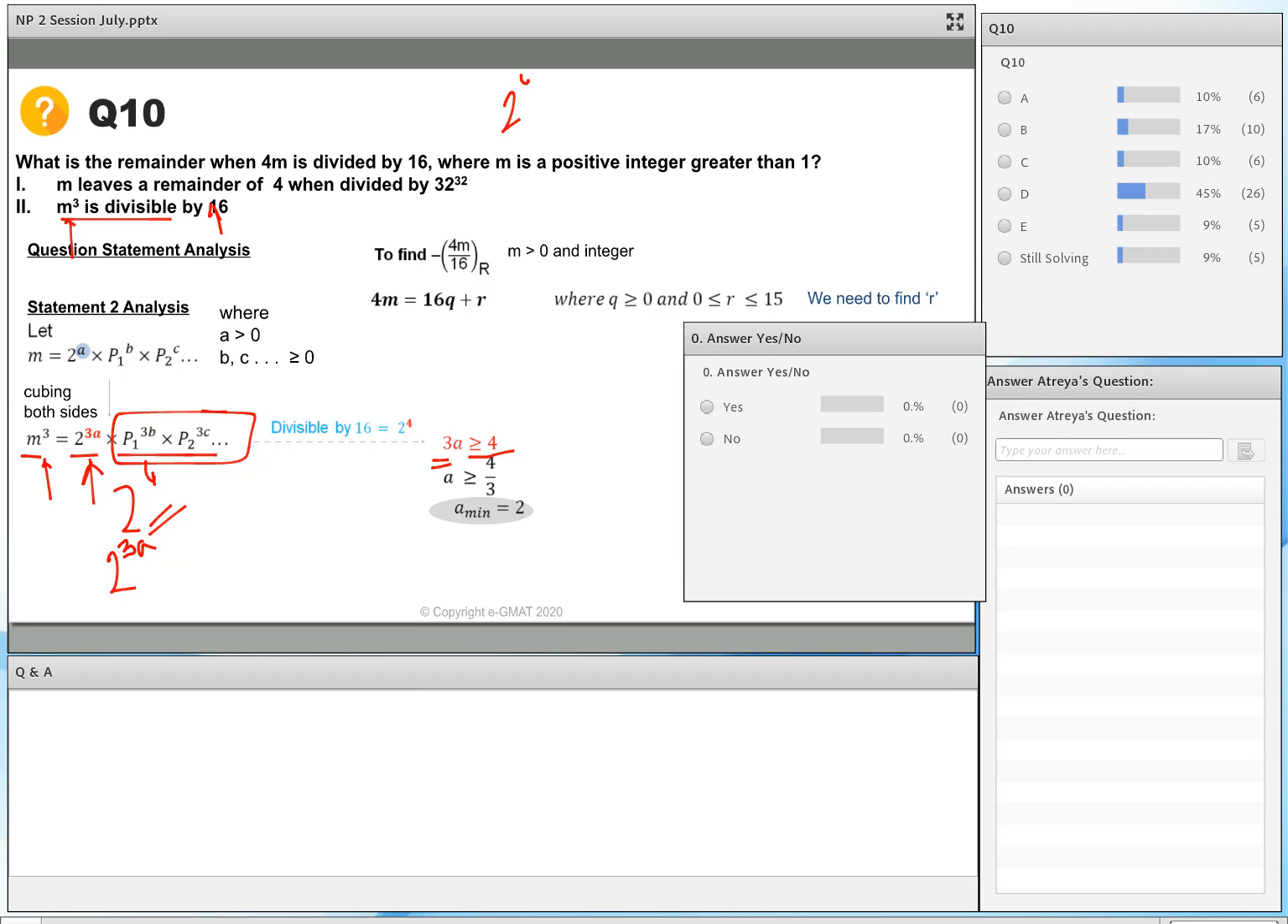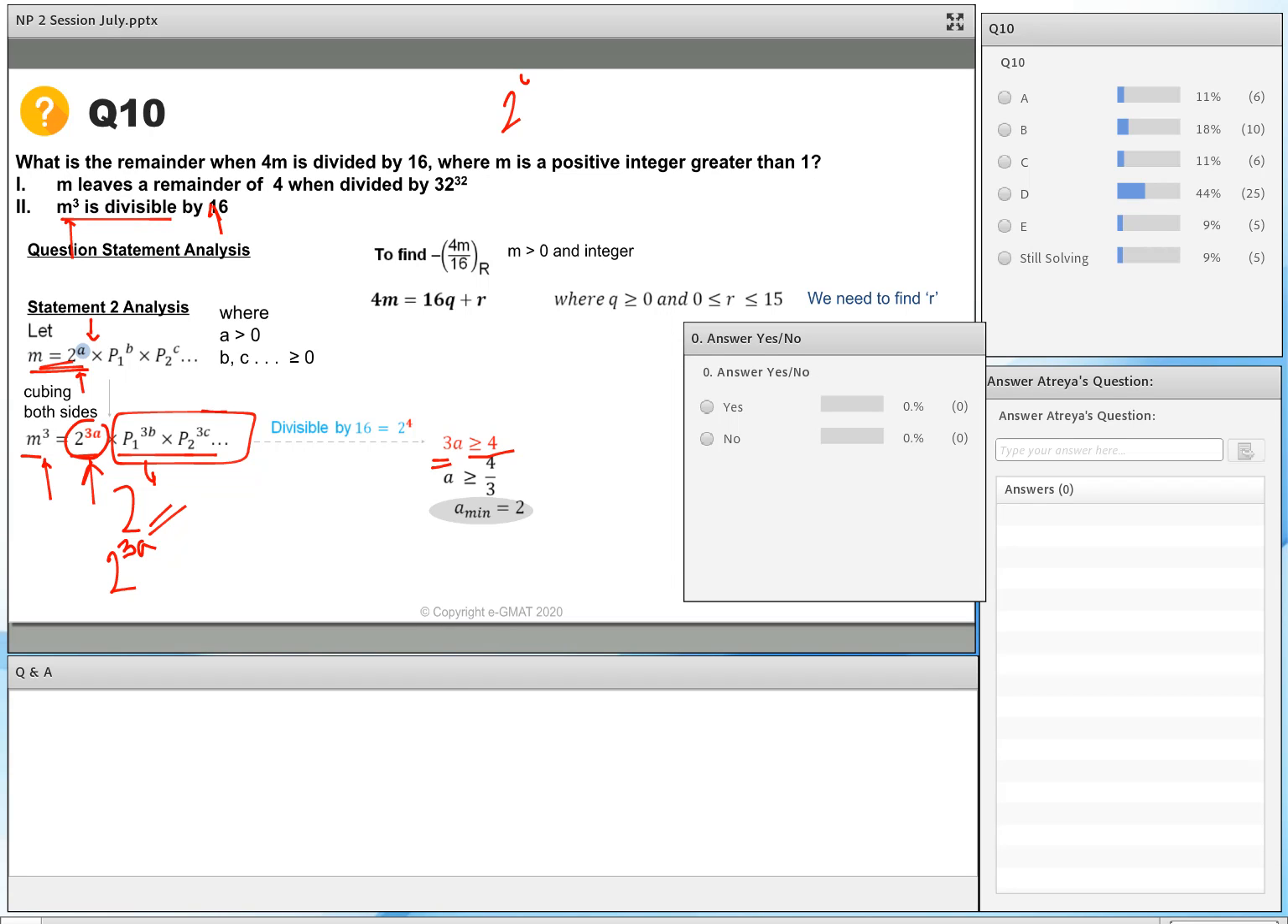Now, if 2 to the power 4 is inside m cube, and I have taken m to be equal to 2 to the power a, where a is any number. I'm not that much concerned about a. This is something that I've assumed, right? m has to have a 2 to the power something, only then I'll have a 2 to the power 4 at a minimum with a, right? m cube is equal to 2 to the power 3a; I've just cubed both sides of the equation m is equal to 2 to the power a.